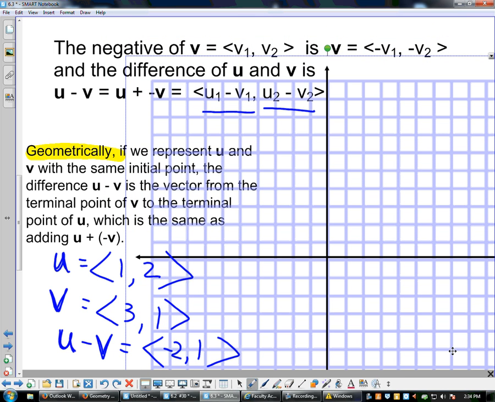So here's vector u. You with me? And we've got vector v, which is 3, 1. That's this one. Agreed? It says geometrically, if we represent u and v with the same initial point, which is what I've done, then u minus v is going to be the vector from the terminal point of v to the terminal point of u. That's this vector right here.